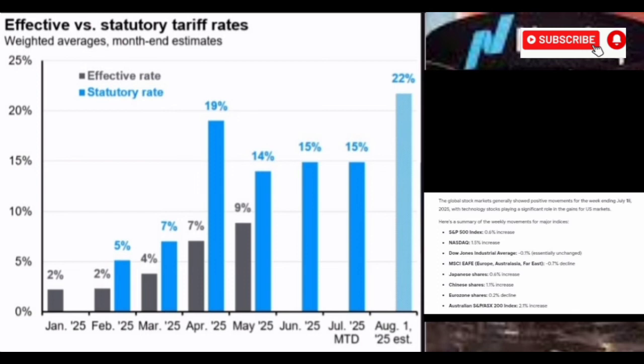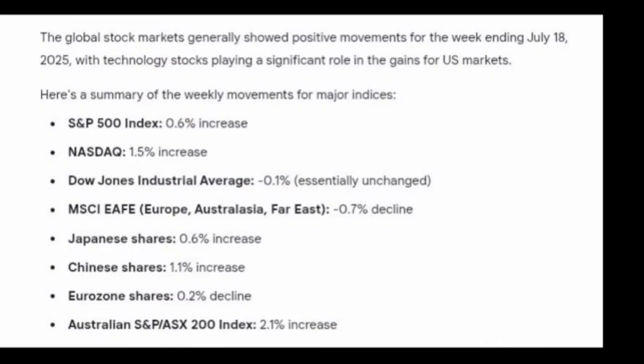Overall impact summary. Uncertainty and volatility. The overarching theme is one of uncertainty. The persistent threat of new or escalating tariffs, coupled with ongoing negotiations and shifting deadlines, like the August 1st deadline for some tariffs, keeps investors on edge. This uncertainty can lead to significant intra-week and intraday fluctuations. Sectoral differences. Industries heavily reliant on global supply chains or international trade, for example, manufacturing, automotive, agriculture, are more vulnerable to tariff impacts and may see greater negative effects. Conversely, sectors with less international exposure or those benefiting from domestic demand might be more resilient.